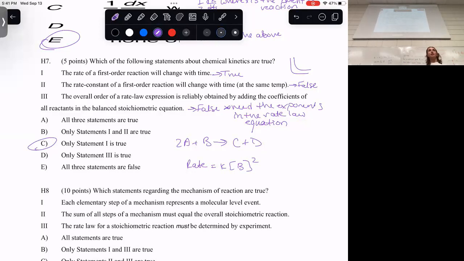What's the order for A here? 0. It's because it doesn't appear in our overall rate law, but it's on our reactant side. It has a rate order of 0. What order is B? Second order. Right, so our overall order would be 2.